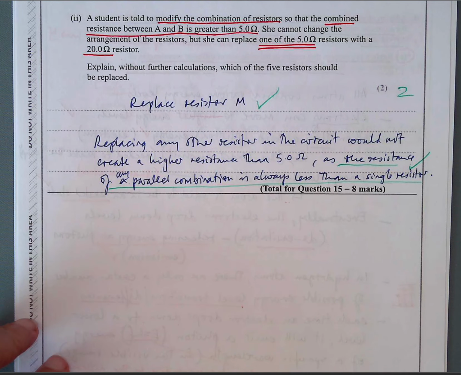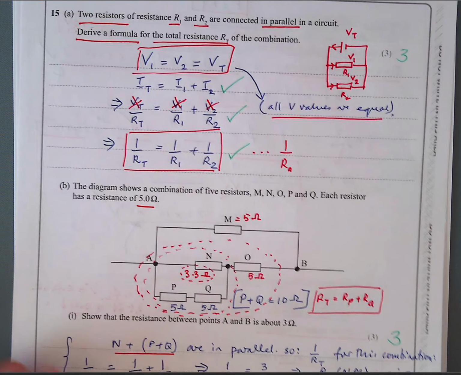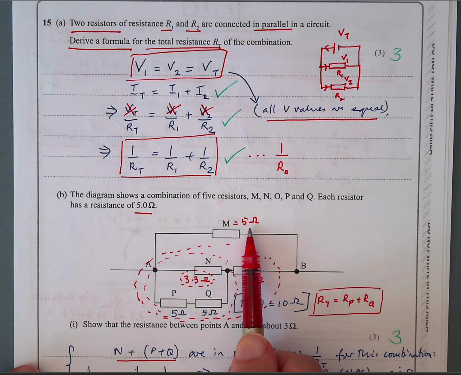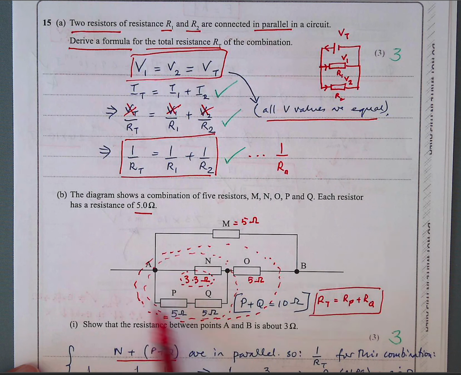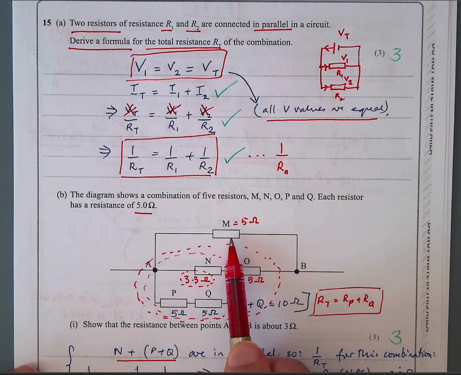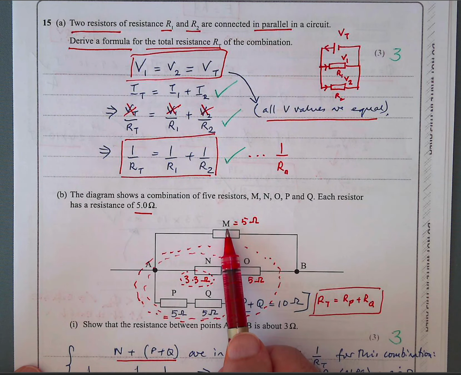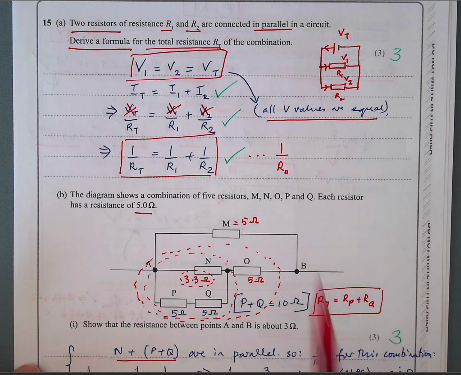Well, you have to replace resistor M, because if you don't replace resistor M, it stays at 5 ohms. And if it stays at 5 ohms, whatever you replace here, you're just adding another path in effect in parallel with M. Doesn't matter what the combination is. If you have more than one path, it means you're reducing the total resistance from 5 ohms. So the only way you can make it higher than 5 ohms is by changing M. Okay? Hope that makes sense to you.